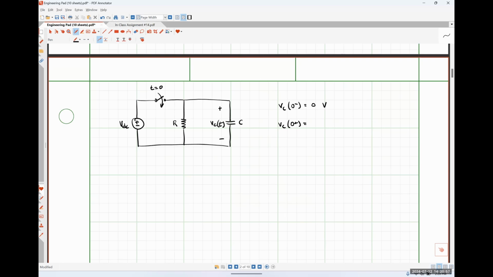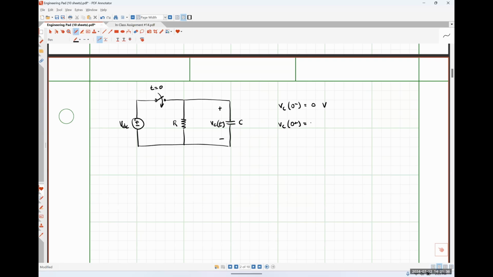Equals VDC. So I disagree, Baylor. The reason why I disagree is because we know that the voltage drop across a capacitor can't change abruptly. So even though the switch is closed, and so that DC supply is in parallel with that resistor and in parallel with that capacitor, it's going to take time for that capacitor voltage to reach VDC. Because if it was 0 volts at 0 minus, it has to continue being 0 volts at 0 plus, right?